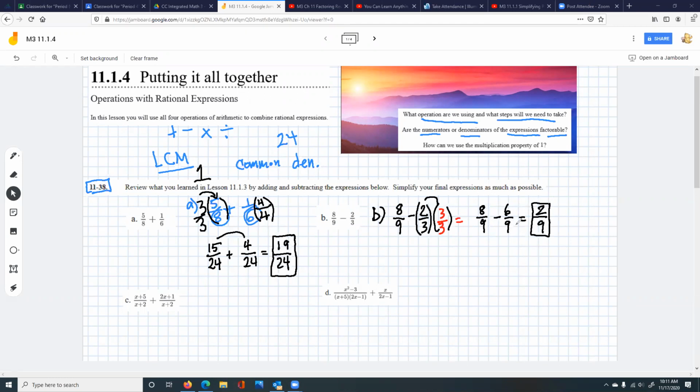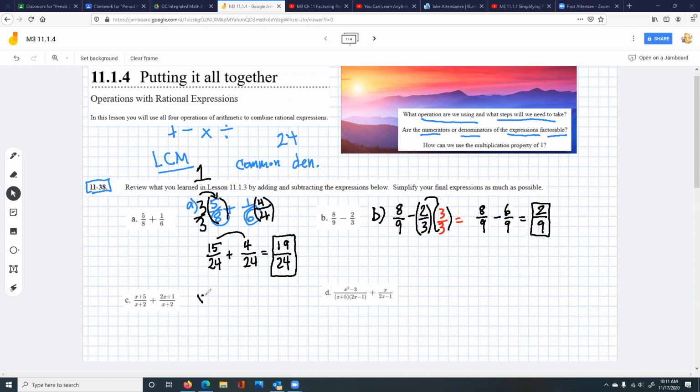Go ahead and copy down C, while I turn my paper, correct page. Okay. Move this down. I can't move it down. So C says, what does C say?